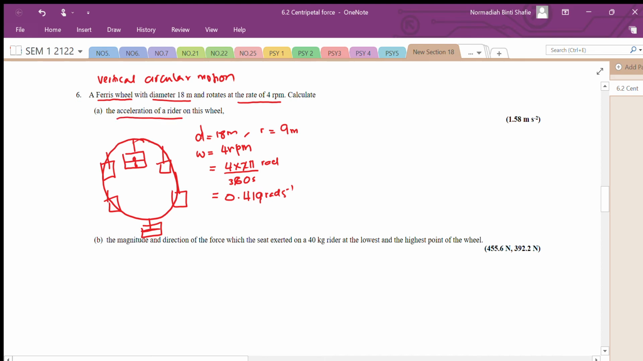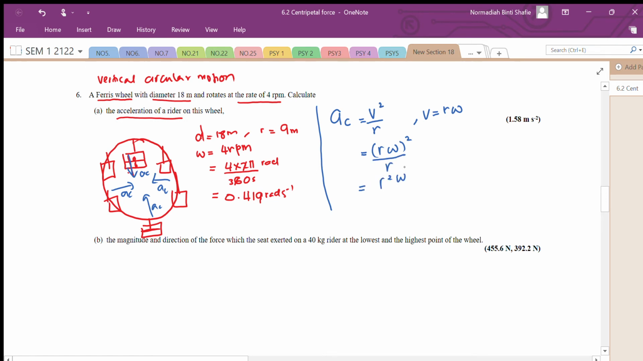So bila objek berada dalam gerakan membulat, acceleration experienced oleh pecutan yang dipunyai oleh rider ataupun objek adalah centripetal acceleration, which is AC and always directed towards the center of the circle. So AC sentiasa ke tengah. Soalan nak cari AC. AC equals to V square over R. However, kita juga tahu bahawa relationship di antara tangential velocity dengan angular velocity, V equals to R omega. So you just substitute into this equation R omega square over R.